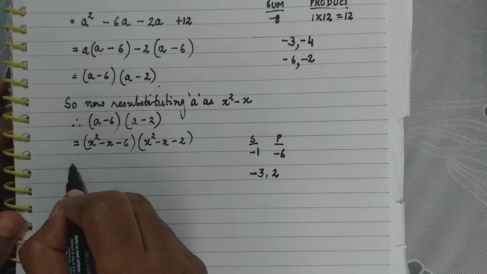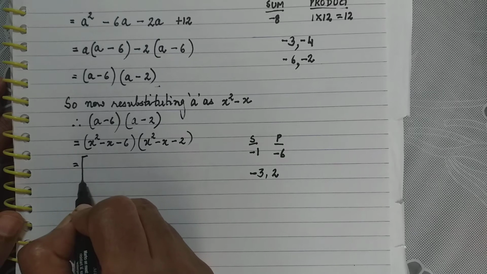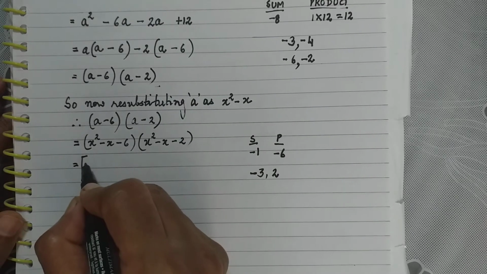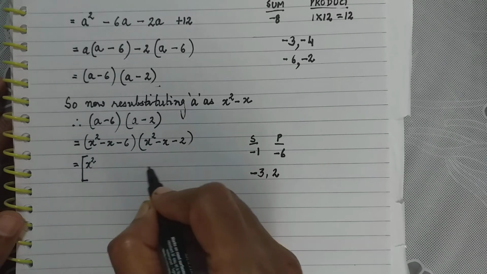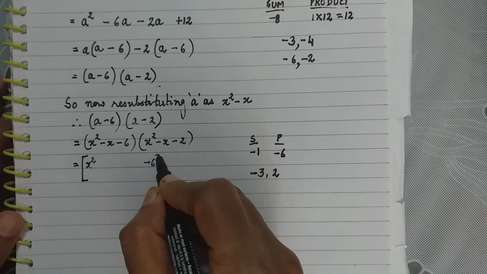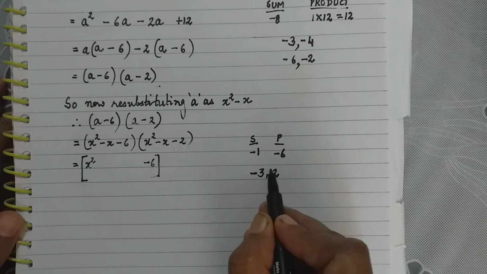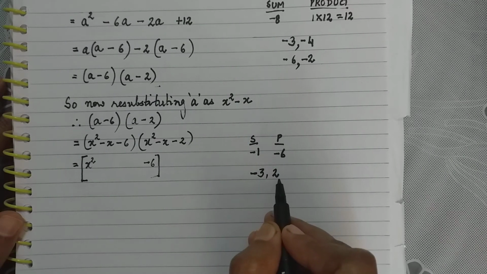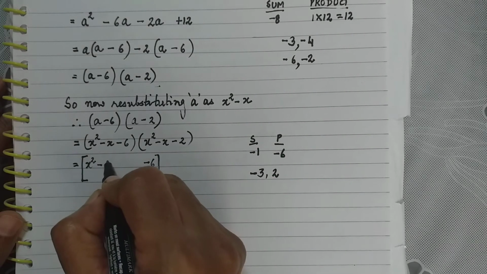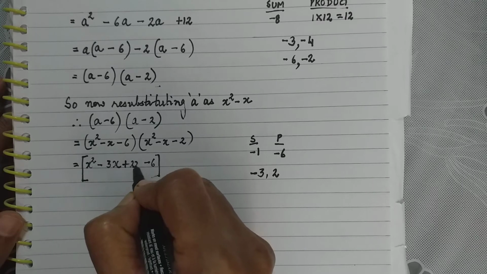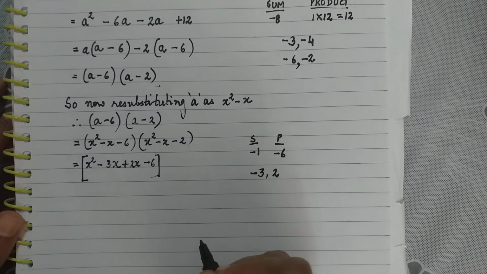So how do I write it? I put a square bracket here. And in the square bracket, I write the first term as it is, last term as it is. Now minus x becomes minus 3x plus 2x. So I write here minus 3x plus 2x. Same thing I have to do for this.